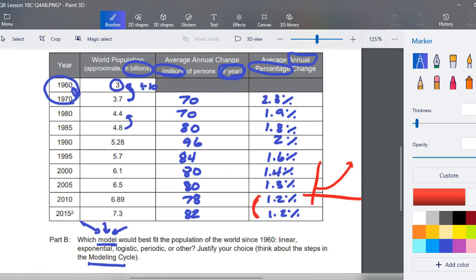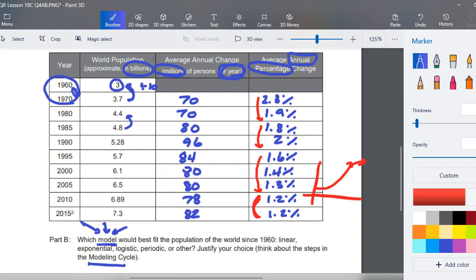And it does start leveling off, but notice it's also increasing, well, kind of down, kind of up, and then it's slowing down. And with it slowing down, that could mean it's tapering off to be logistic. And that's what I'd like to pick. I'd like to pick that logistic is going to be our best model.